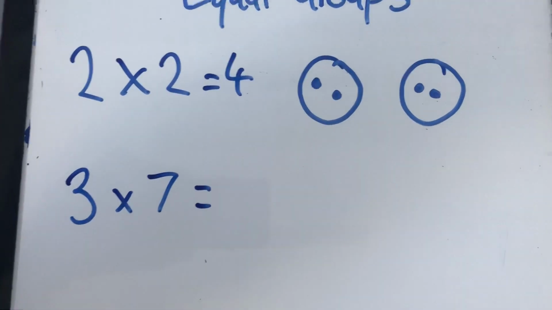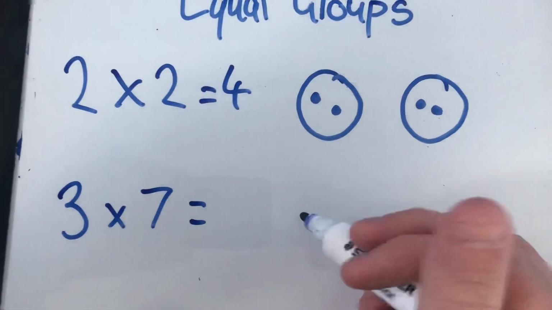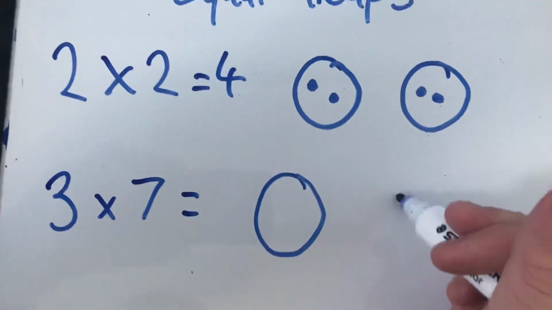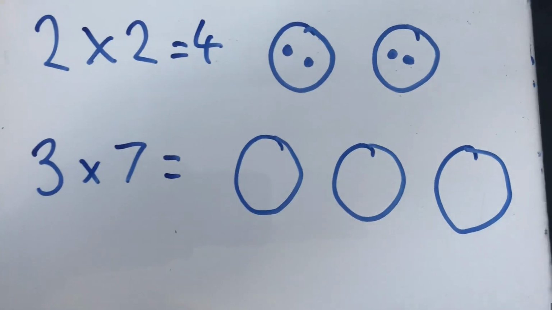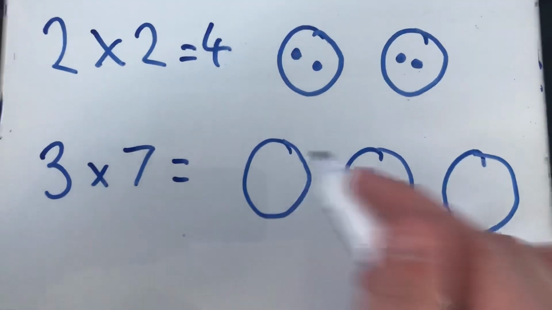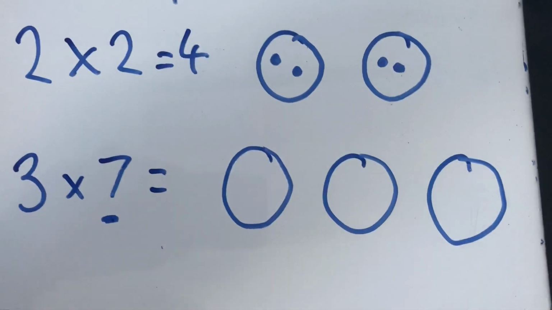What about if we were trying to find 3 groups of 7? It's a little bit different. Now we look at this first number, it is 3. It wants us to find 3 groups, so we will draw 1, 2, 3 groups. Mine don't look quite even as circles, but they are 3 groups. And it wants us to find 7 in each group.